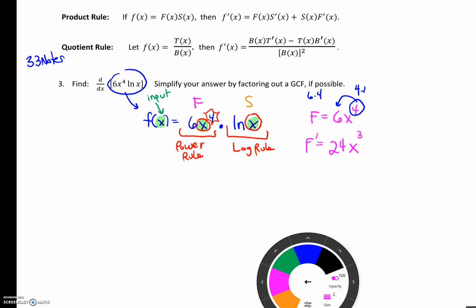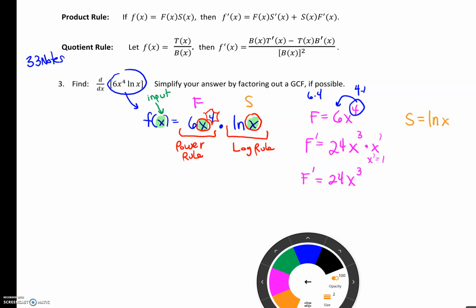Then here comes the chain rule part. Since the input was sent to the base, I tack on the derivative of the base. But the derivative of a plain old x is just 1. So the derivative of the first part of the product, the first factor, is just 24x to the 3rd power. Okay, now my second factor is natural log of x.